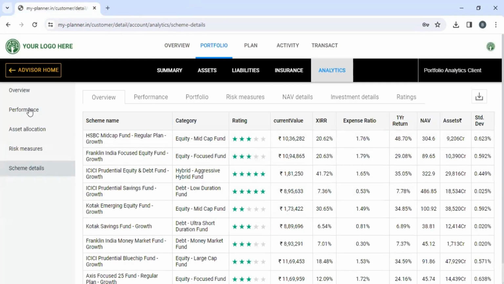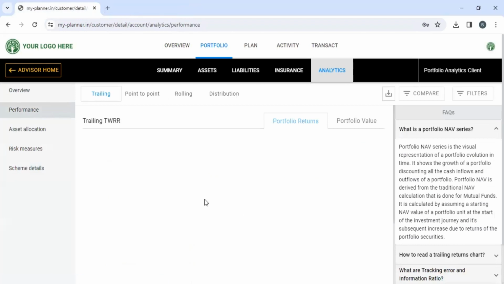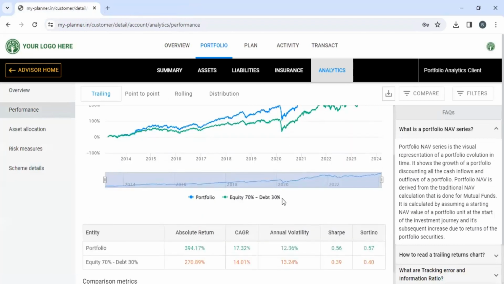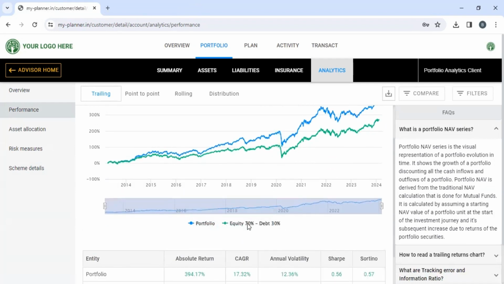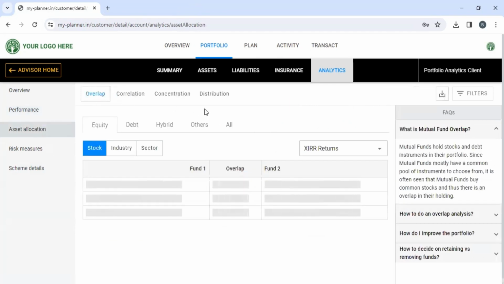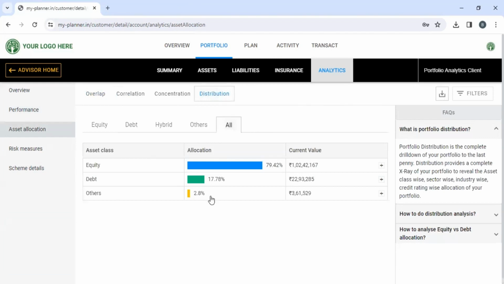So now, a very important question that so far I have avoided is the question of benchmark. Every portfolio, or every investment analysis, should be done by comparing it with a benchmark. So how did this portfolio know that equity 70, debt 30 is the correct benchmark? That was automatically triggered. What we did is asset allocation, because it has this sort of an asset allocation.